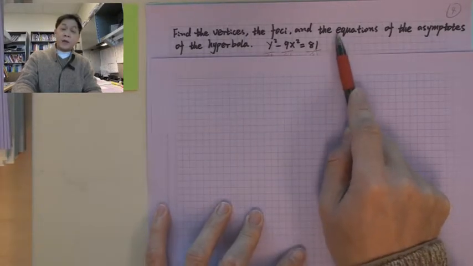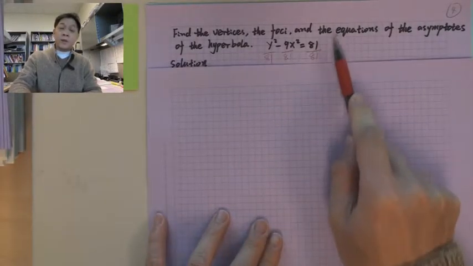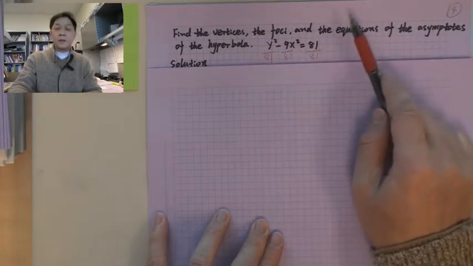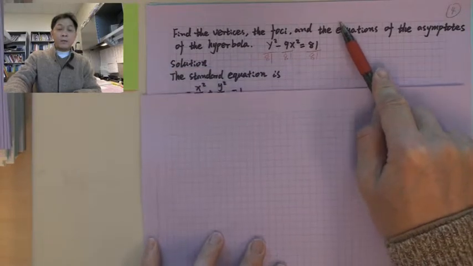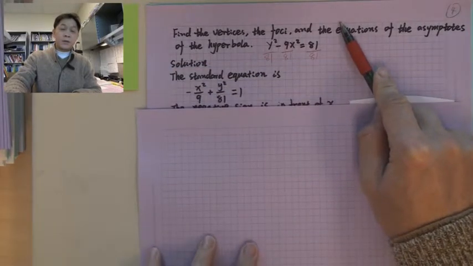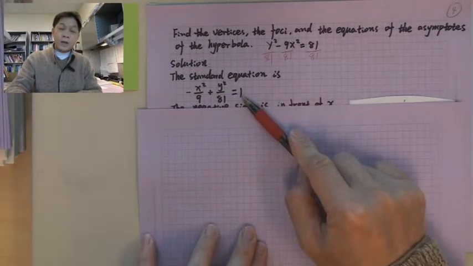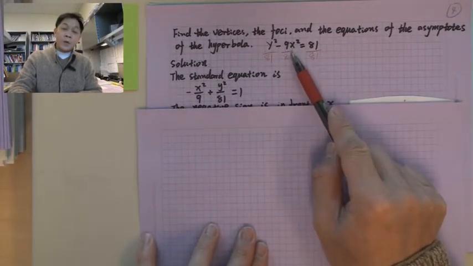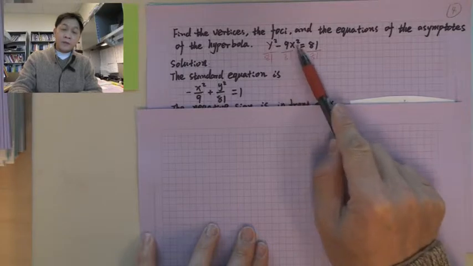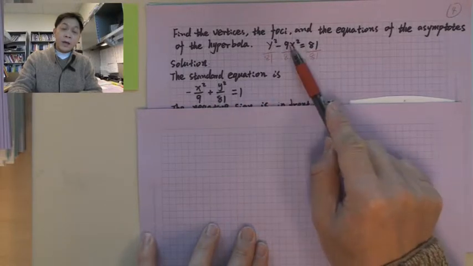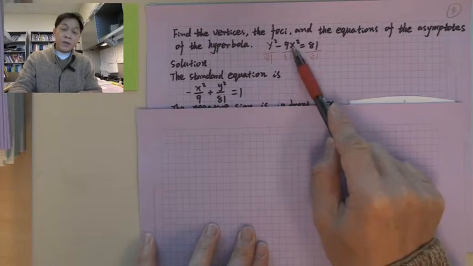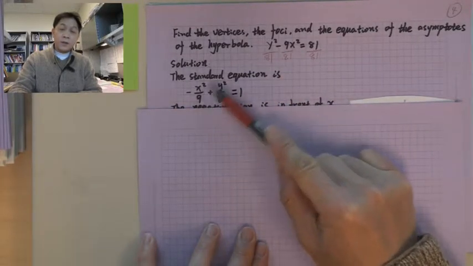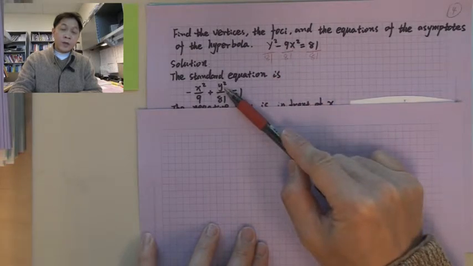So step 1 is both sides divided by 81. Make the right-hand side be 1. And then you will have this one. Okay, right-hand side is 1. Left-hand side is 9 over 81 negative x squared. 9 over 81, you cancel 9, downstairs you have a 9. Negative x squared over 9 plus y squared over 81.